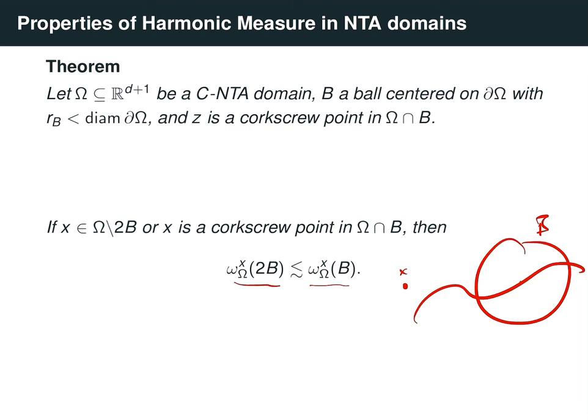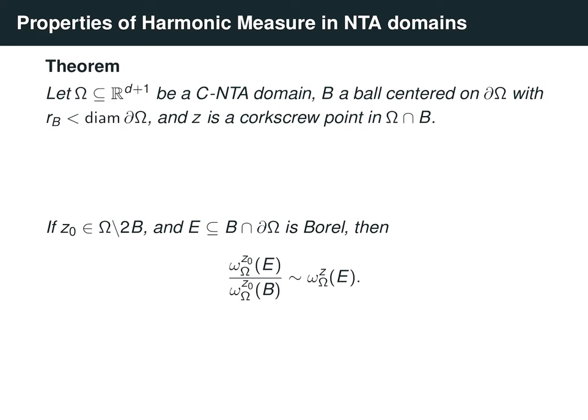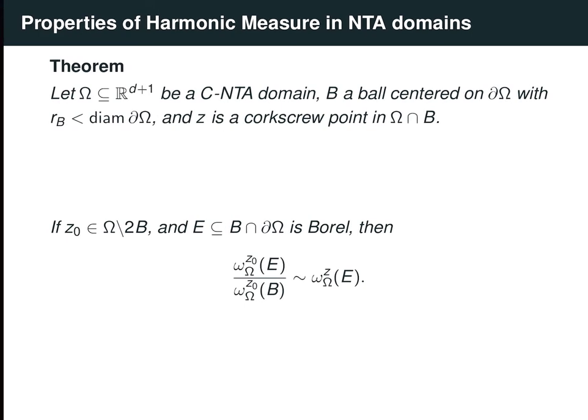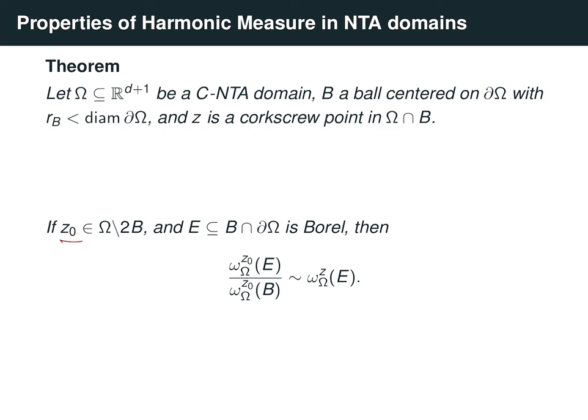Finally, we have the following property. If we consider a point z naught outside the double of 2B, and again, we're letting Z be a corkscrew point for the ball B, then for any Borel set E inside the ball, inside the boundary of omega, we have the following inequality: the measure of E with respect to the pole Z naught, divided by the measure of the ball B containing it with respect to the pole Z naught, is comparable to the harmonic measure of E with respect to the corkscrew point Z.